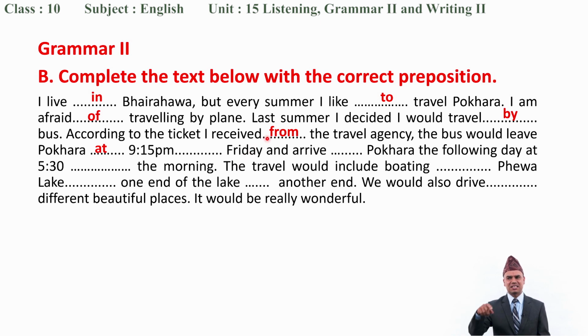Days and dates have the same preposition. Remember that in the previous part. For days, what have we used? For dates, what have we used? We have used on. Here also, for a day we should use the preposition on. On Friday, and arrive in Pokhara the following day. It's a city. Arrive in Pokhara the following day at 5:30. Here also 5:30, at 5:30.